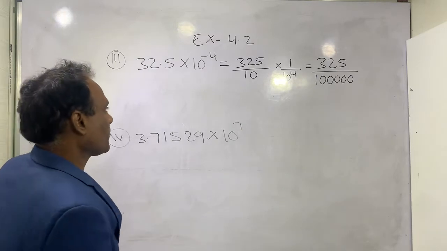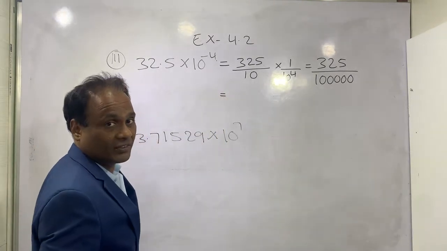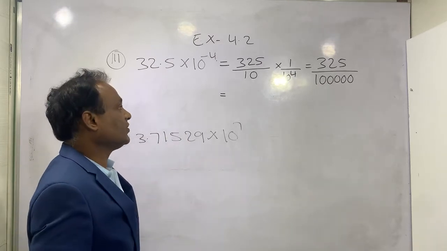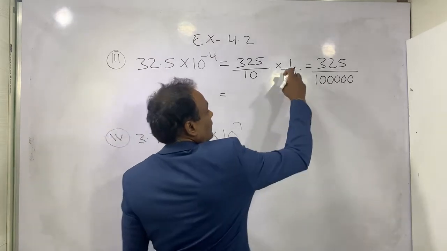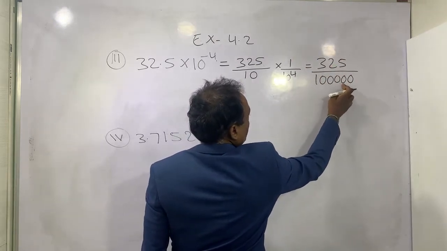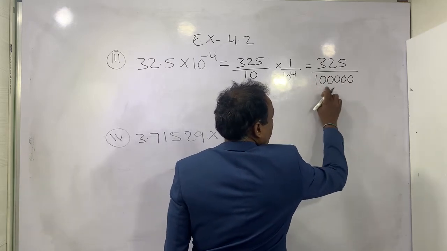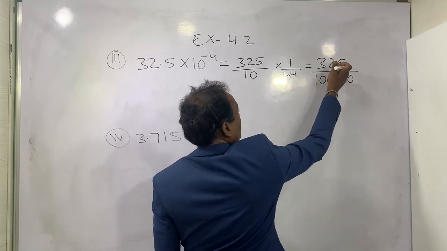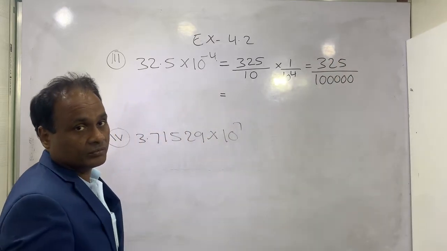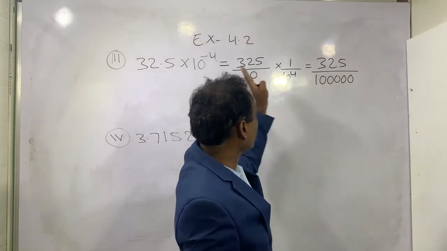Now, remember the concept you studied in the decimals. You studied this type of simplification in your lower classes. So, this can be written in the decimal form again. 1, 2, 3, 4, 5. If the denominator has 5 zeros, there should be a decimal before 5 digits. To remove these 5 zeros, put the decimal before 5 digits.